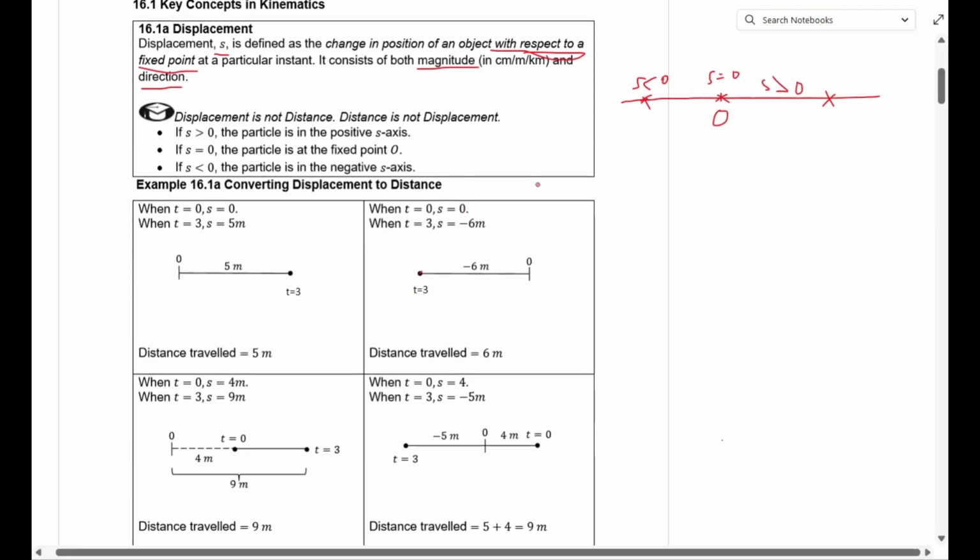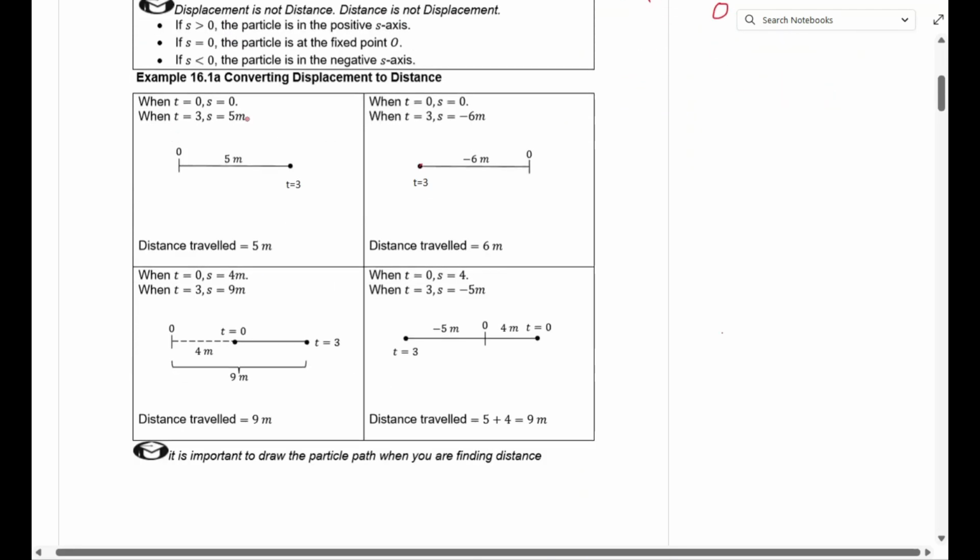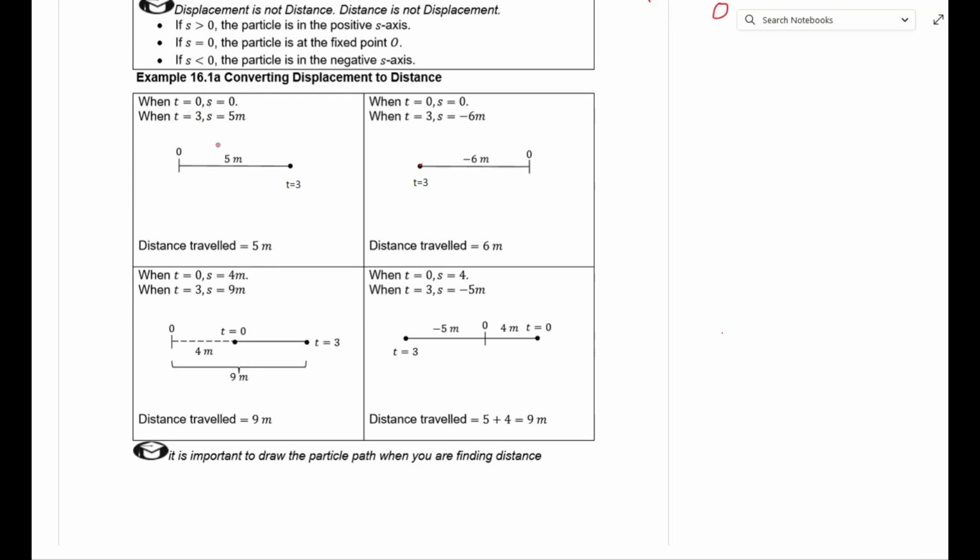So let's convert displacement to distance. First example, when t equals 0, s equals 0. This just means that the particle starts off at our fixed point O. And then when t equals 3, s equals 5 meters. So this shows that our particle traveled in our positive s-axis direction, which is rightwards, and it traveled 5 meters. Therefore, our distance traveled is simply 5 meters.